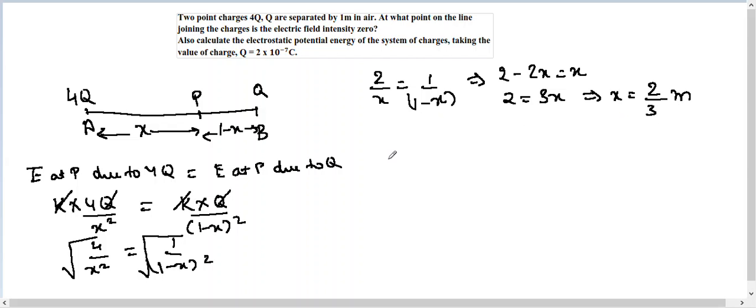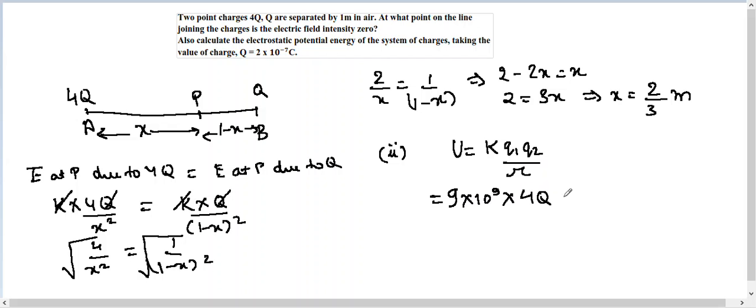Now we have to find out the second part. So we have to find the electrostatic potential energy of the system of charges. Okay, so this electrostatic potential energy of the system is given by U, and the value is equal to K Q1 Q2 upon r. So put the value of K, 9 × 10^9. Q1 is 4Q and Q2 is Q, upon the distance, which was given to us as 1.